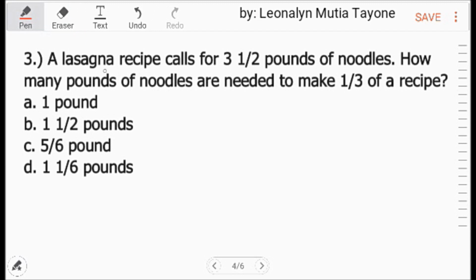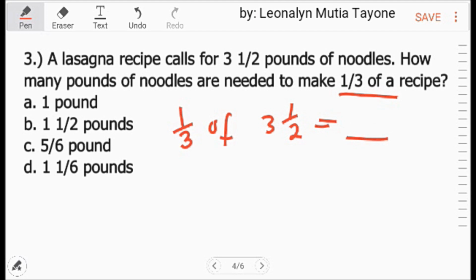Number 3. A lasagna recipe calls for 3 1/2 pounds of noodles. How many pounds of noodles are needed to make 1/3 of the recipe? 1/3 lang. So, kung i-revise natin yung given, bali 1/3 of 3 1/2 lang. So, yan na yung baling sagot natin. 1/3 of 3 1/2 is what?